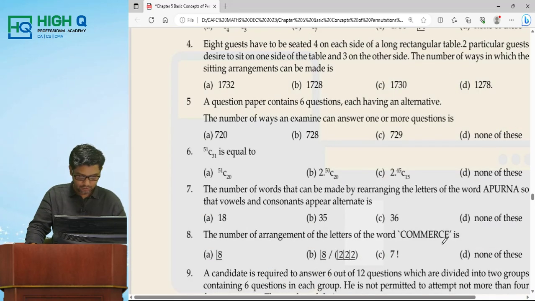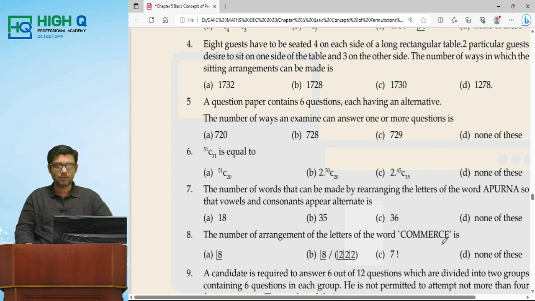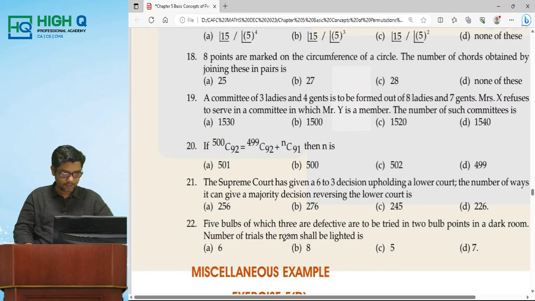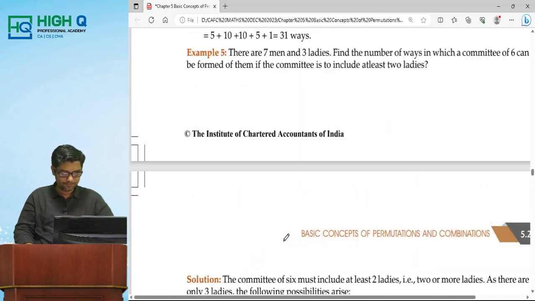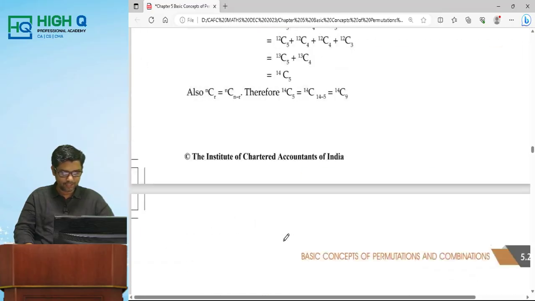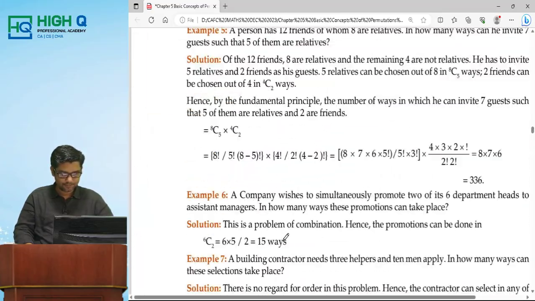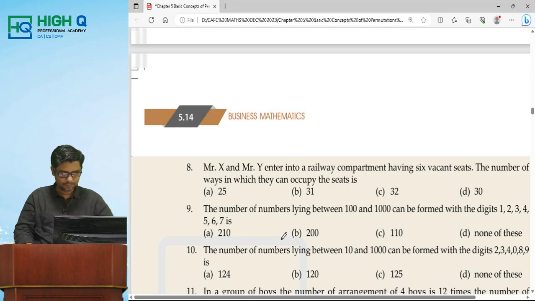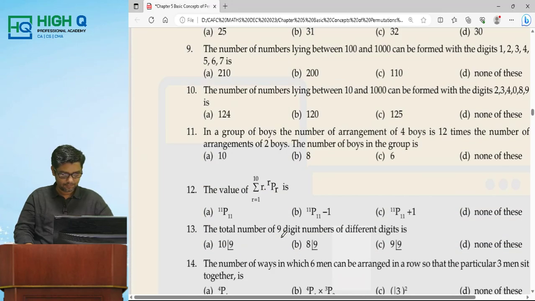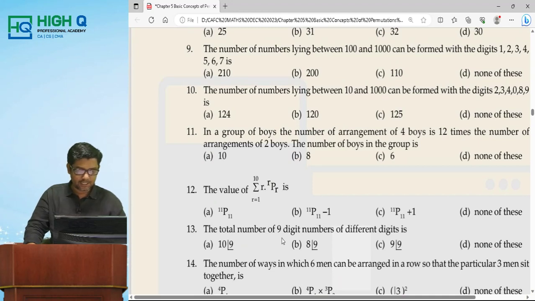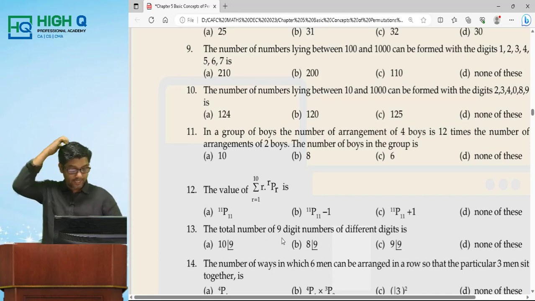Which one? What is that question? Can you read the second exercise, 10th question? Okay. Fine, we'll do that. Second exercise, 10th question. I was searching that question only. The number of numbers lying between 10 and 1000 that can be formed with the digits 234089. So 0 included, that's what I was searching. 234089.